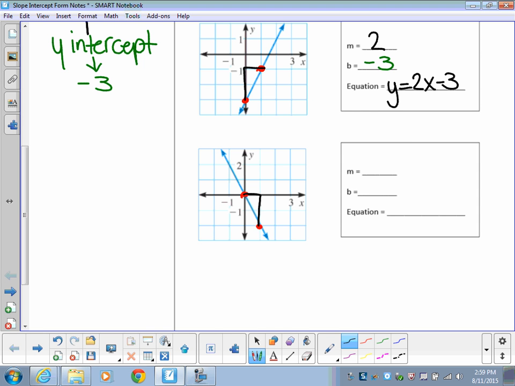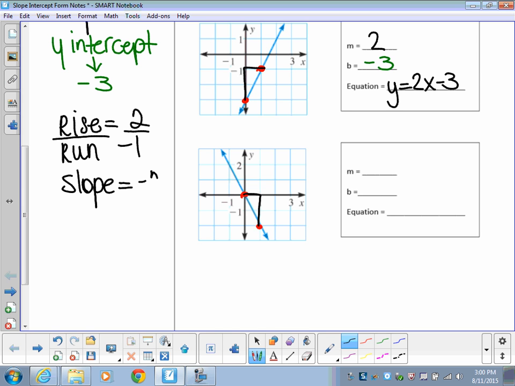So in this case, I rise, I moved up 2 times. So I rise 2. How many times did I run? Once. And because I moved to the left, that's why my number is negative. So I ran to the left. And when you move to the left, your answer is negative. So my slope for this problem is -2. I move over to my box, and right next to m equals, I'm going to write -2.